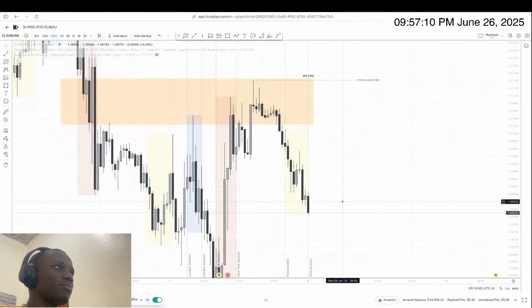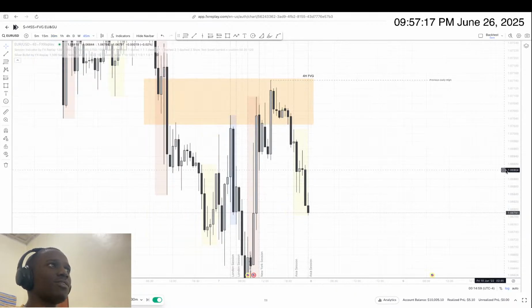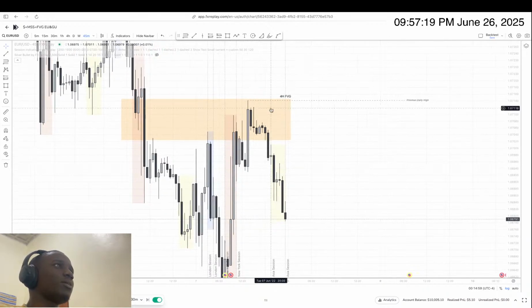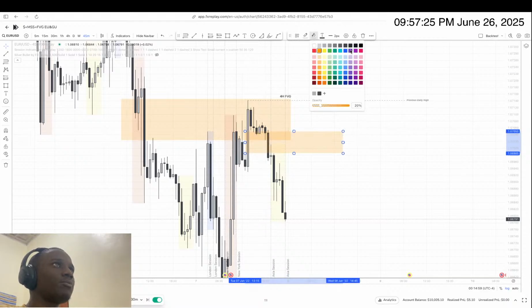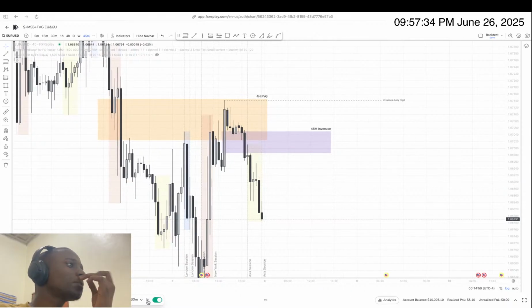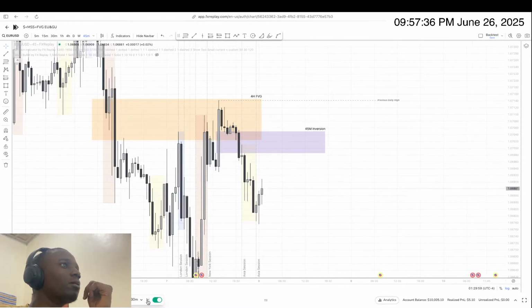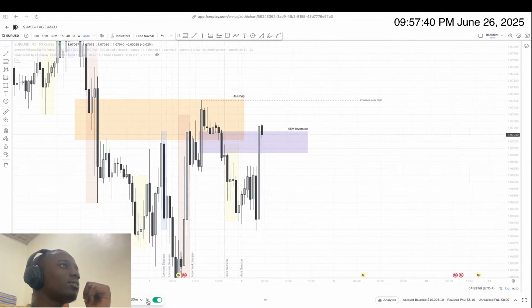How is the 30 minutes looking? The 45. Okay, so the 45 is providing something more clear. Maybe at least we'd return to this imbalance here before fully dropping. Let me make it this purple. 45-minute inversion. And let's see what London does.